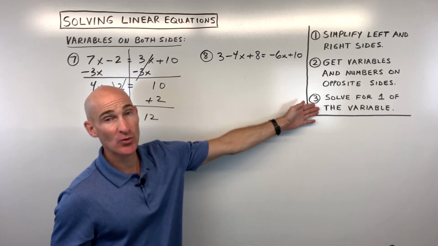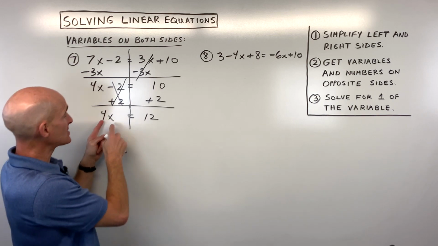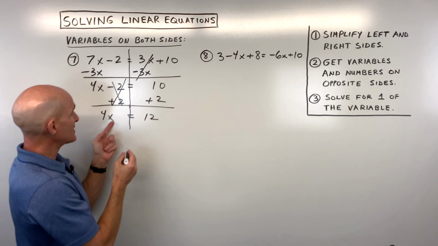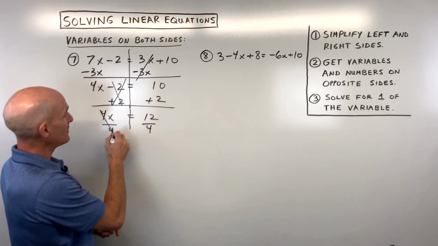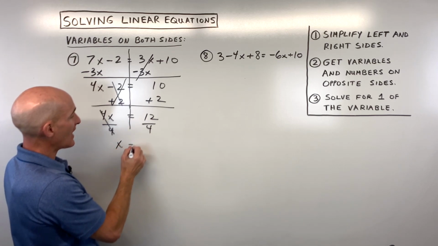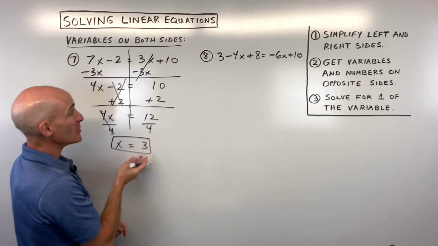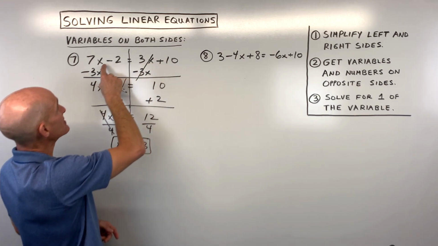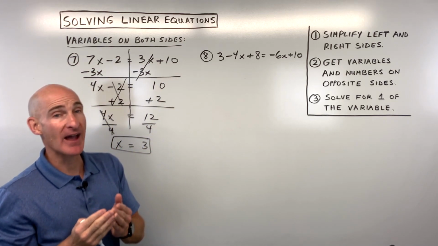We want to solve for just one of the variable for our last step. We've got 4x, we just want 1x. You can see they're next to each other. That means that they're multiplied together. So instead of multiplying by 4, let's divide both sides by 4. 4 divided by 4 is 1, so we get x is equal to 12 divided by 4, which is 3. And you got it. Now if you want to check your work, you take the 3, you put it back in for this x, and you simplify, make sure the left and the right sides, they match.